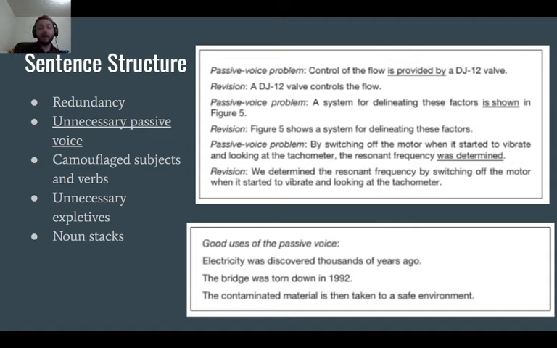We have some examples down here. Electricity was discovered thousands of years ago, or the bridge was torn down in 1992. You have to use the passive voice in describing what exactly those sentences are trying to say, right? It's something that happened in the past, so by nature you're going to be using the past tense to describe them. Whereas if you go to the examples up here, you don't really have to do that. It's talking about things in the present instead of in the past, so the grammar should reflect that.